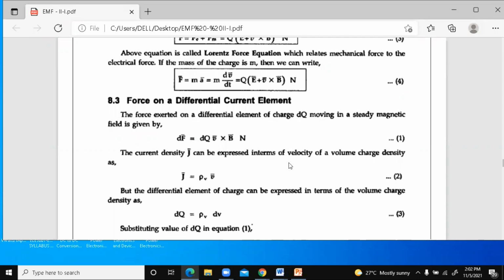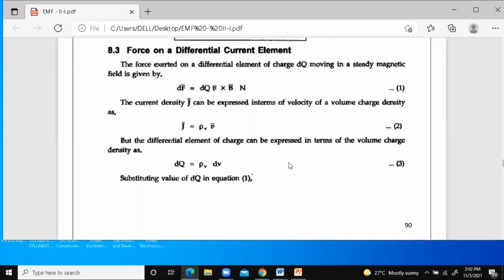So we are going to look at force on a differential current element. I'll tell you where we're heading. We're heading to transformers.